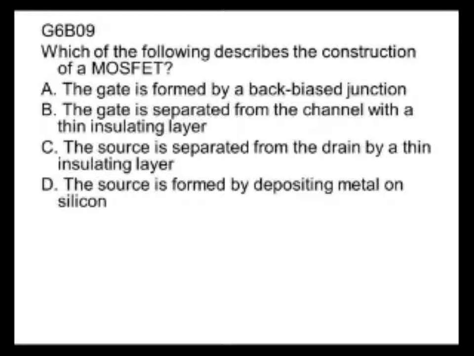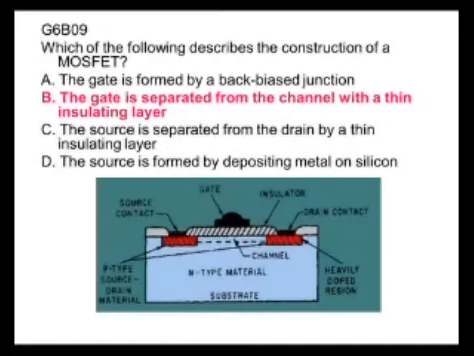Which of the following describes the construction of a MOSFET? A MOSFET is a metallic oxide semiconductor field effect transistor. And I have a picture. The gate is separated from the channel with a thin insulating layer, and they have that. This isn't a really good diagram, but it's the best one I could find.